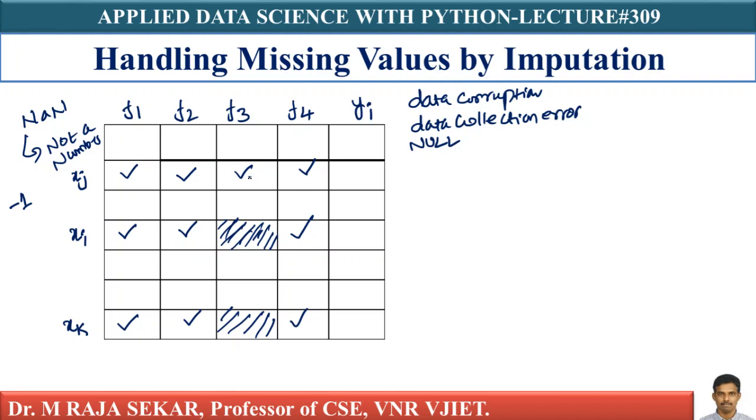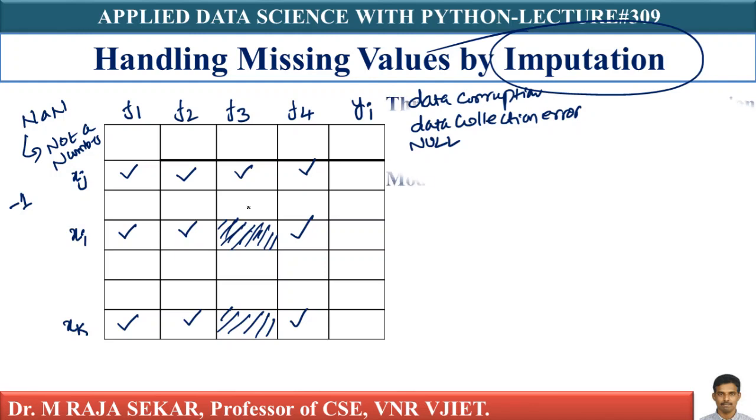Let's not forget it. So what are the ways to factorize it? Let's go to the first strategy. First strategy is called imputation. What is this imputation? It basically means you are trying to replace this missing value with something else. This missing value must be replaced with something else.